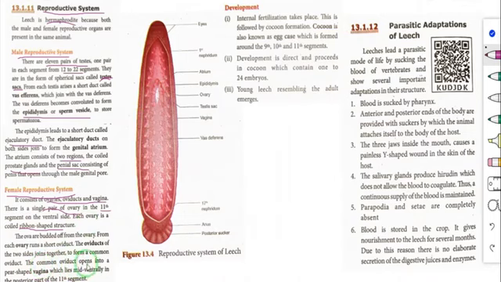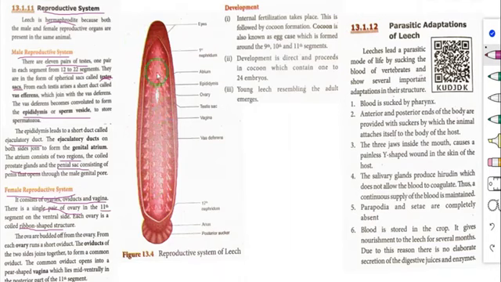The common oviduct opens into the pear-shaped vagina, which lies mid-ventrally in the posterior part of the 11th segment. So that oviduct, that tube, enters into the vagina. Vagina is a pear-shaped structure, and that vagina opens into the 11th segment. Understand, children? Okay, this is the female reproductive system.